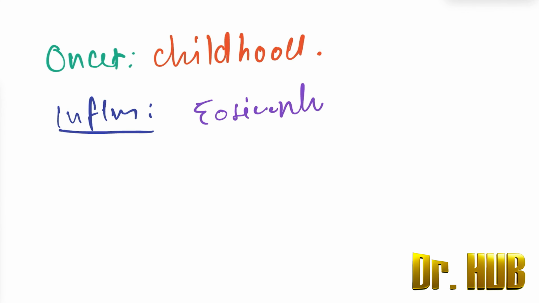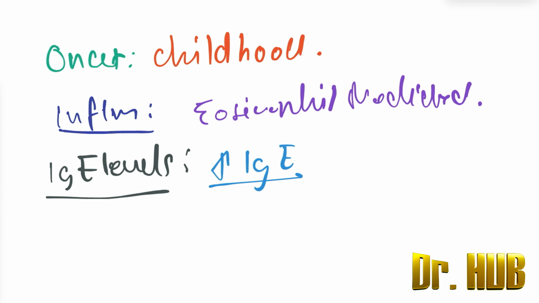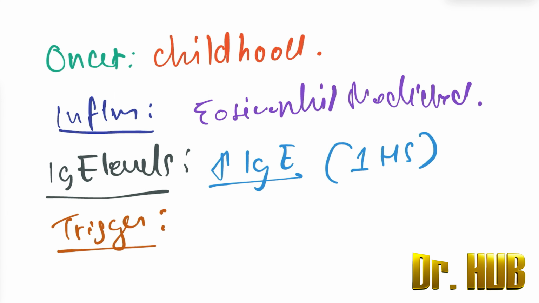Next, when we compare the IgE levels, what about the IgE levels? The IgE levels are slightly increased, and it is nothing but the type 1 hypersensitivity reaction. Then when you look at the most common trigger, what is the aspect which triggers it? It is nothing but the dermatophagoides, that is the house mite.